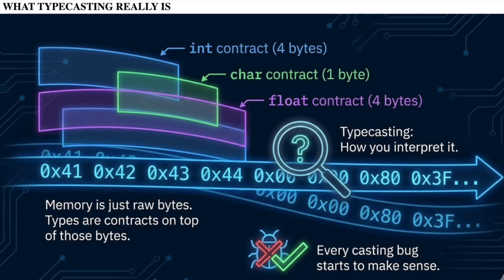Typecasting does not change memory, it only changes how you interpret it. Memory is just raw bytes. Types are a contract on top of those bytes. You can see the diagram. If I say that a particular raw byte is an integer, it will be read as an integer. If it is 65, then it will be 65. If I say it's a character, then it will be interpreted as a character, meaning 65 becomes 'A' in ASCII. Once you understand this, every casting bug starts to make sense.